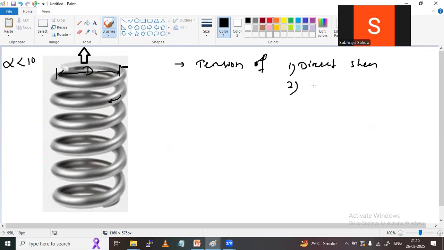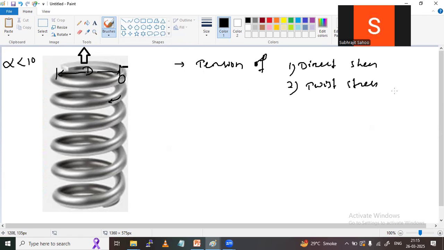Second one, twisting stress will be developed. Here, bending stress will be neglected because the helix angle is less than 10 degrees. Twisting stress means the wire gets twisted, right? Okay, when the tension is there, in which direction is this twisting stress developed? Clockwise or anti-clockwise?